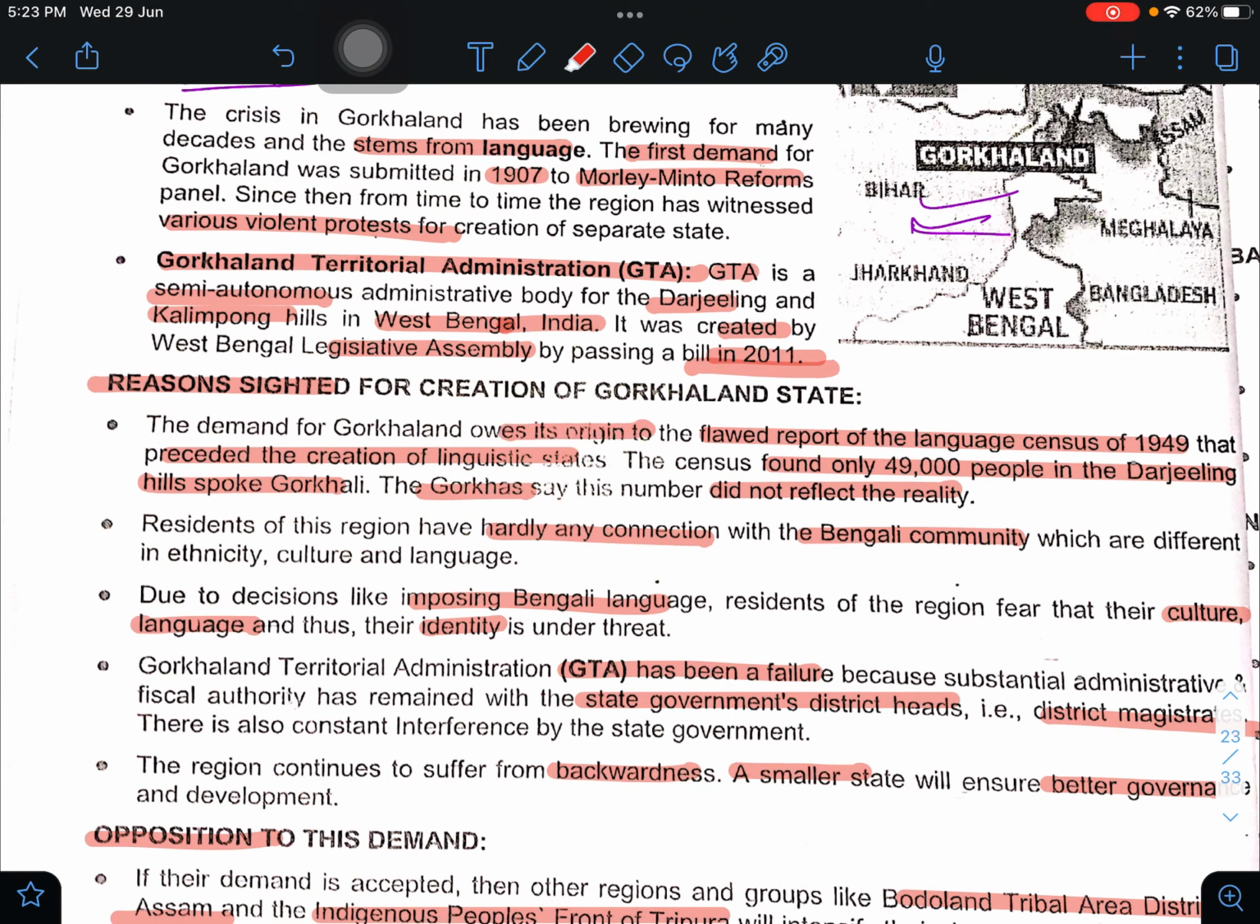The origin of the demand for Gorkhaland owes to the flawed report of the language census of 1949 that preceded the creation of linguistic states. The census found only 49,000 people in the Darjeeling hills spoke Gorkhali. Gorkhas say this number did not reflect reality. Residents of the region have hardly any connection with the Bengali community, which is different in ethnicity, culture, and language.